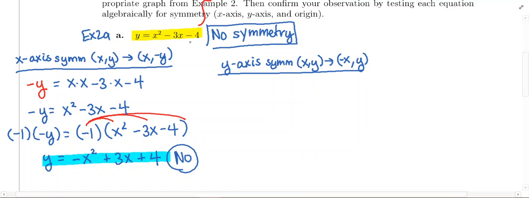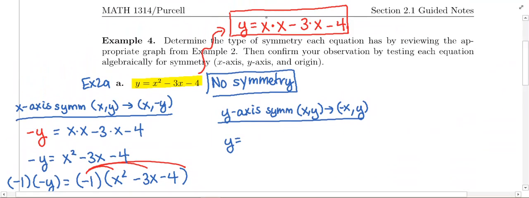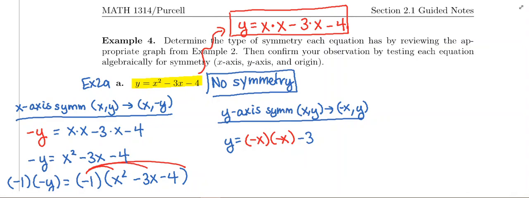So we're going to get y equals, and remember, I am looking at this boxed equation. When you plug in, I want you using what's in the box to avoid the exponents. Everywhere you see x, you need to replace it with negative x. So instead of x times x, it's going to be negative x times negative x, and then you've got minus 3 times x. Instead of x, you have to replace that with negative x, and then minus 4. Everywhere I saw an x, I replaced it with negative x.